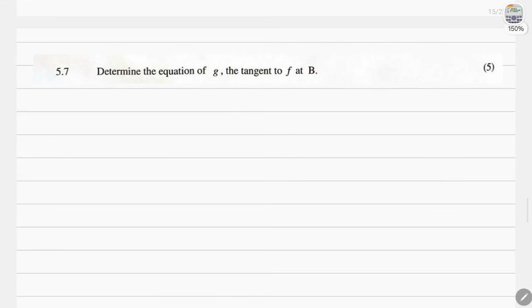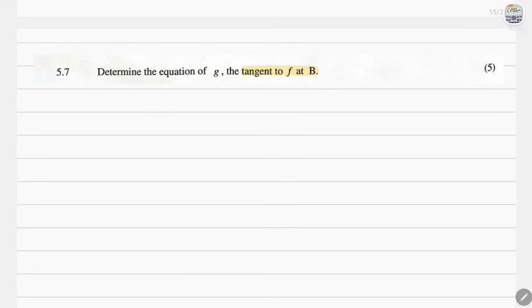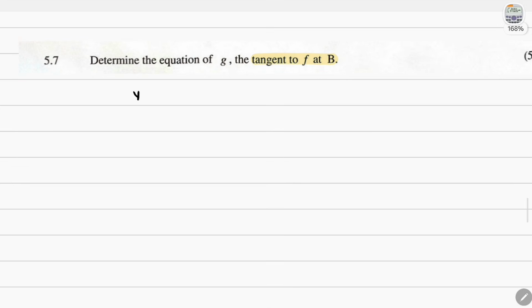Question 5.7 says, determine the equation of g, the tangent to f at B. Okay, so it's a tangent to f at B. A tangent is still a straight line, so it's in the form of y equals mx plus c. This means that the next thing we'll need to do is find the gradient. And then, of course, we need that y-intercept. But we'll just need 1 point on that tangent to find its y-intercept.